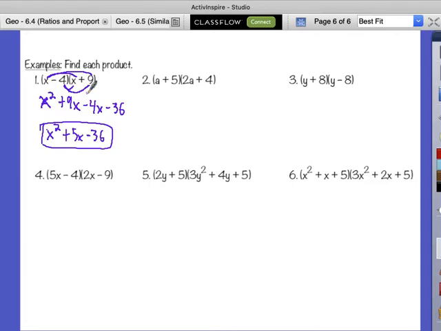Let's talk about this one up here. If we FOIL here, a times 2a is 2a squared. A times 4a is 4a. 5 times 2a is 10a. And then 5 times 4 is 20. Then they combine the 4a and 10a and get 2a squared plus 14a plus 20 as our answer.